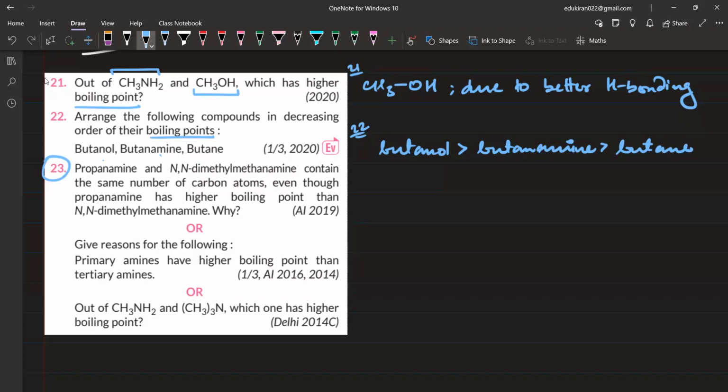Primary amines have higher boiling point than tertiary amine. Out of primary amine and tertiary amine, CH3 whole thrice N, which has higher boiling point. ठीक है, तो एक वर्ड में आंसर बताइए, why primary amines have higher boiling point than tertiary amines?